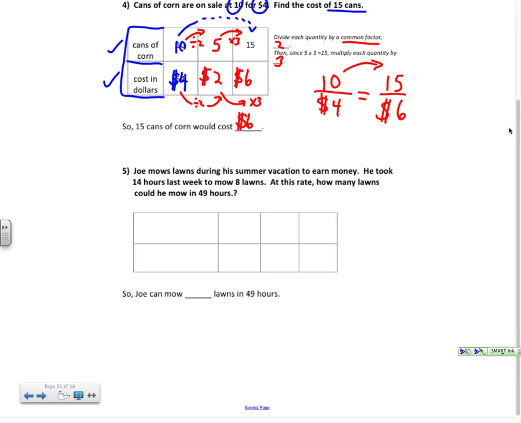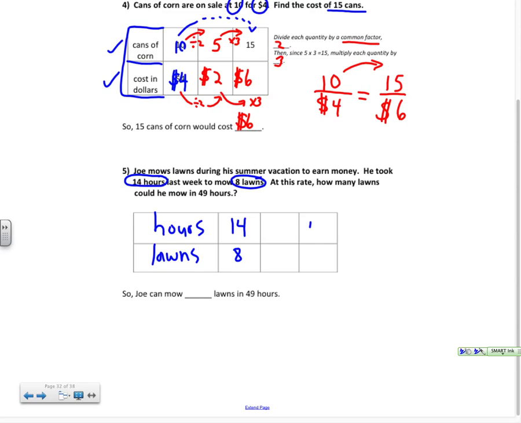So let's take a look at the two things that are being compared. 14 hours for 8 lawns. Okay, so 14 hours last week. So we're comparing hours to lawns, or is it lawns to hours? Yes, hours to lawns. Originally they told me it took him 14 hours to mow 8 lawns. That's my ratio. At this rate, how many lawns could he mow in 49 hours?